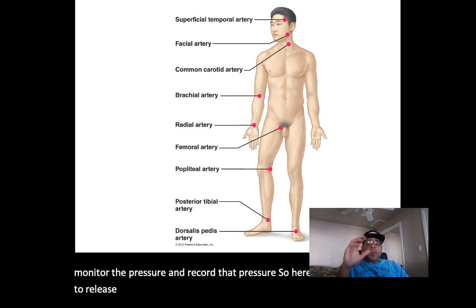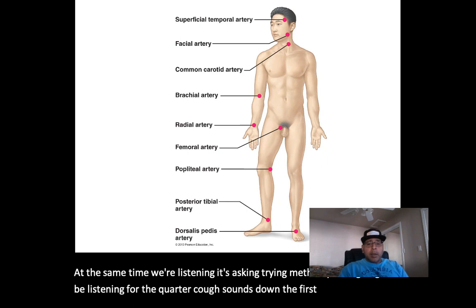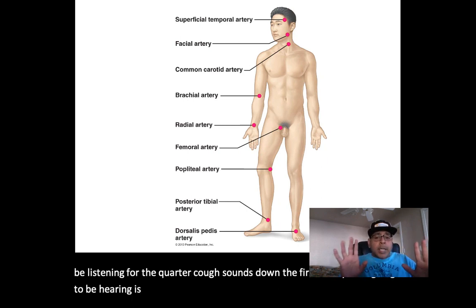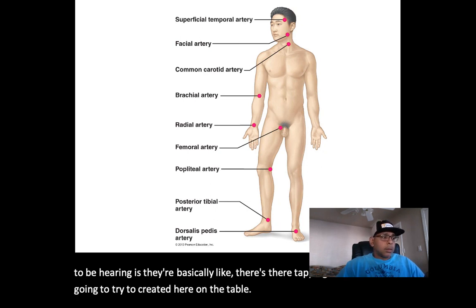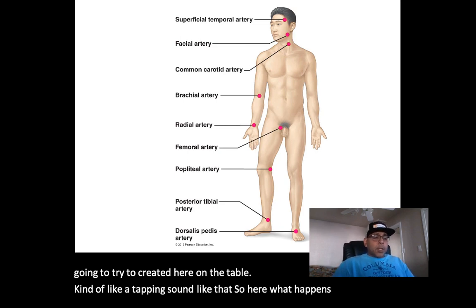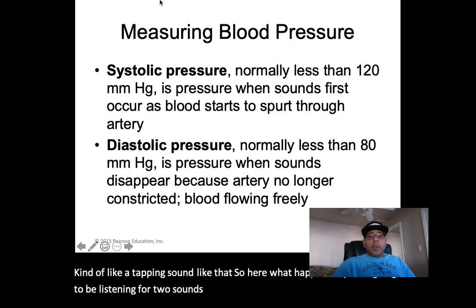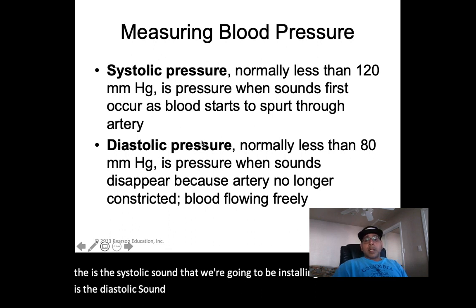So here, when we start to release the pressure off of that artery, at the same time we're listening. It's an auscultatory method, you're going to be listening for the Korotkoff sounds. The first sound you're going to hear is a tapping sound. I'm going to try to create it here on the table. It's kind of like a tapping sound like that. So you're going to be listening for two sounds. The first is the systolic sound. The second sound is the diastolic sound, the diastolic pressure and the systolic pressure.